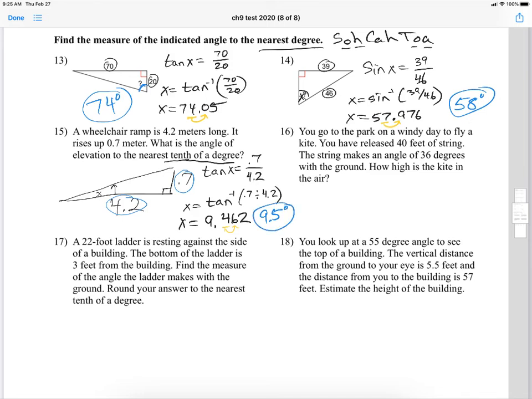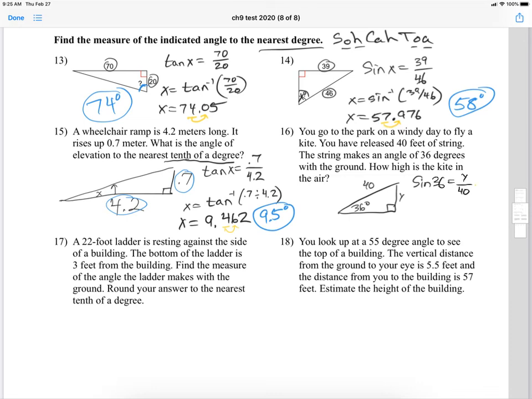Okay. Number 16. You go to the park on a windy day to fly a kite. You've released 40 feet of string. The string makes an angle 36 degrees with the ground. How high is the kite? So we'll call this y. How high is it? So what have we been given? We have this angle, we have the opposite leg y, and the hypotenuse 40. Opposite and hypotenuse would be the sine in Sohcahtoa. Sine of 36 is equal to the opposite leg over the hypotenuse.